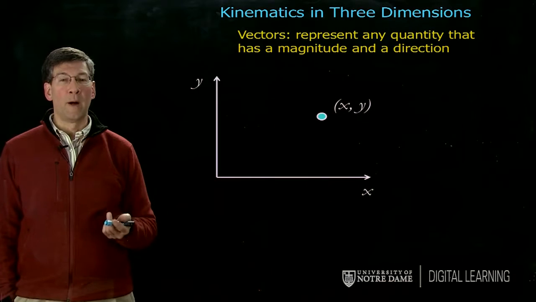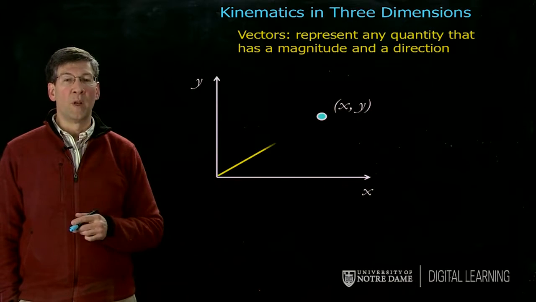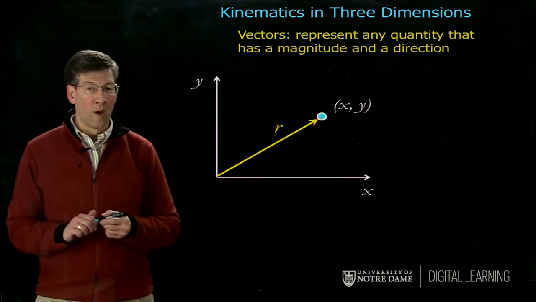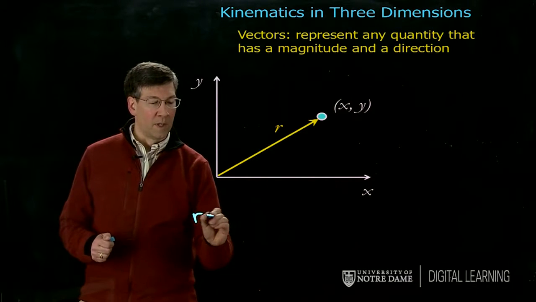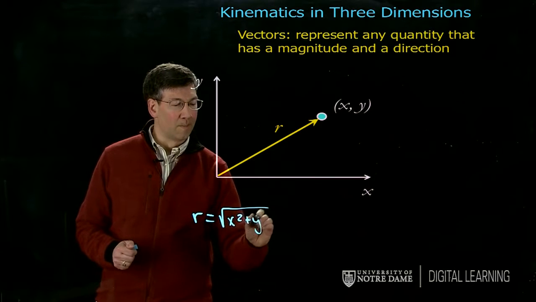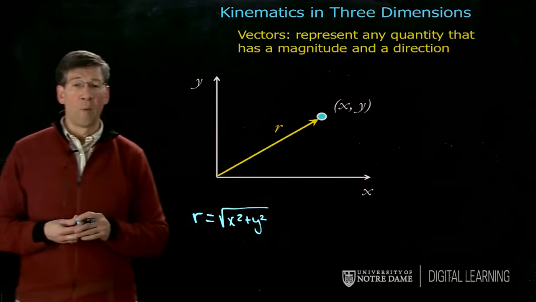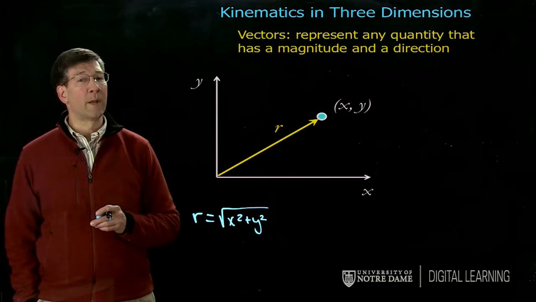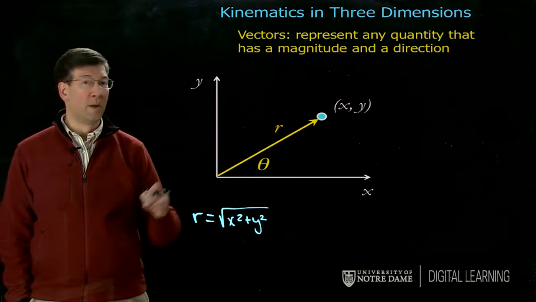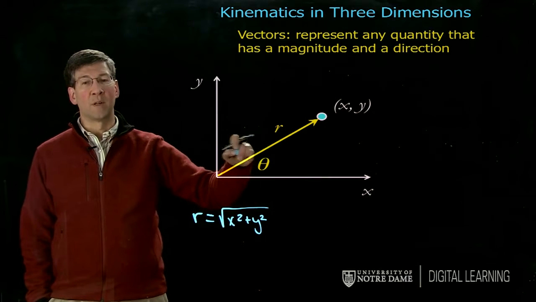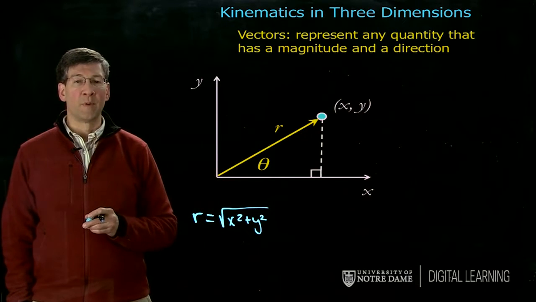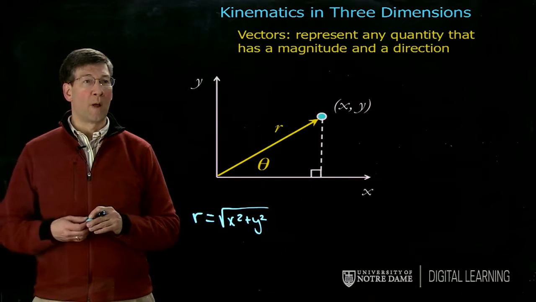I could equally well say that this point is a distance r from the origin, where in fact r is equal to the square root of x squared plus y squared. And if I wanted to define the complete location of that point, I would have to introduce an angle, theta, say measured from the x-axis up to r. And so now you can see that if I drop a perpendicular here, this is a right triangle.